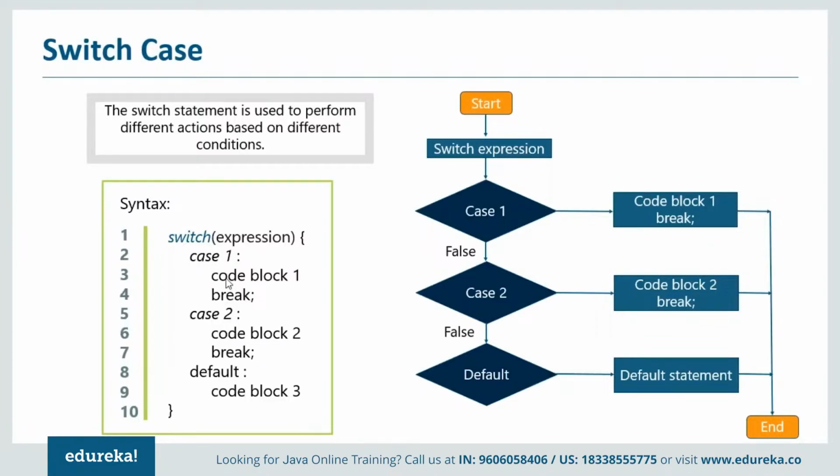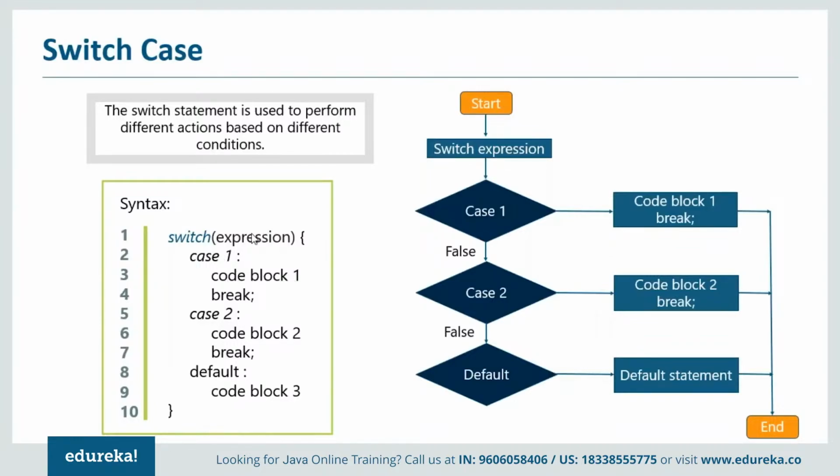Whenever case 1 is true, the code block 1 will get executed. Similarly, if case 2 is true, code block 2 will get executed. Now how does this work? Now what happens is the expression within this switch statement is executed once. Okay. After that, the value of the expression is compared with the value of each of these cases. So if there is a match, this block will get executed.